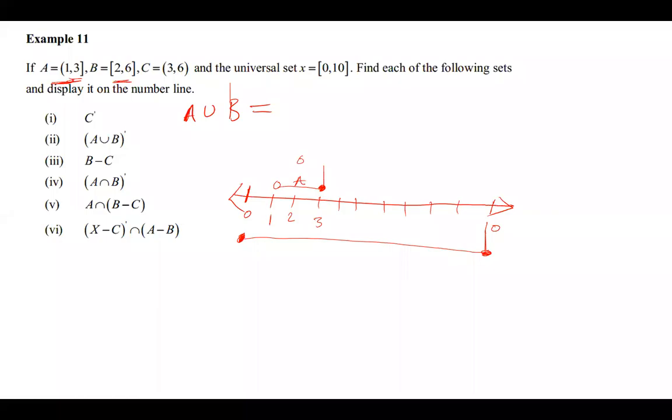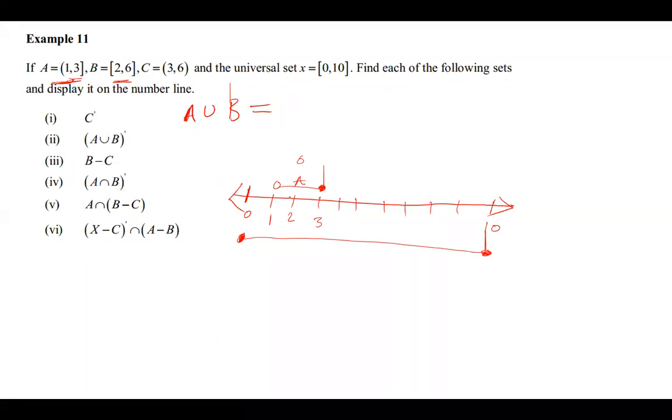All right, so we're talking about the second part, this one. I said you first start with finding what is in the brackets, which is A union B. The simplest way to find A union B is by using the number line.